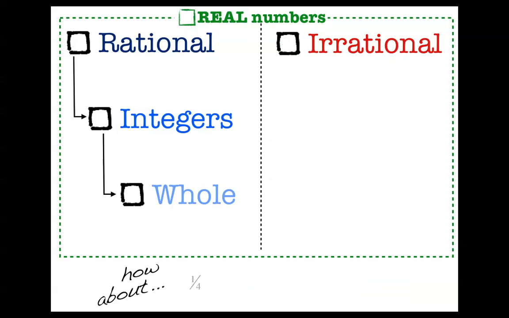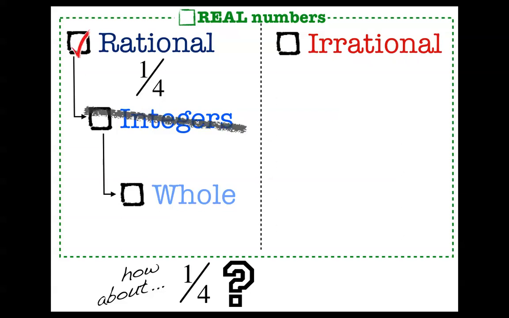Okay, how about 1/4? That is rational because it's written as a fraction, right? But is it an integer? No. It's not a nice round number, and if it's not an integer, then it can't be a whole number. Still, though, it is a real number, so it is a real rational number. 1/4 is classified as both real and rational.